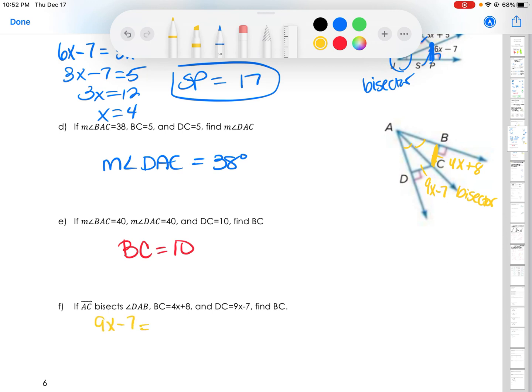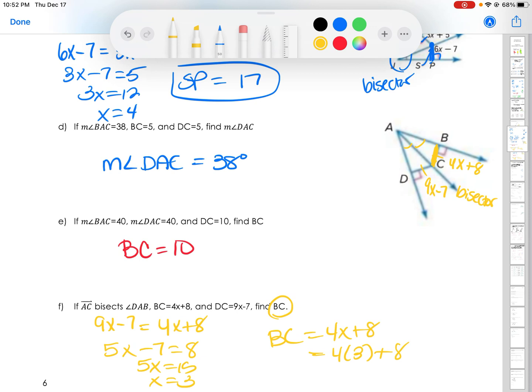9x minus 7 equals 4x plus 8. So we'll subtract. That's 5x minus 7 equals 8. So 5x equals 15, or x equals 3. And we're going to substitute that in to find BC. So BC is 4x plus 8, which is 4 times 3 plus 8. So 12 plus 8 is going to give us BC is 20.